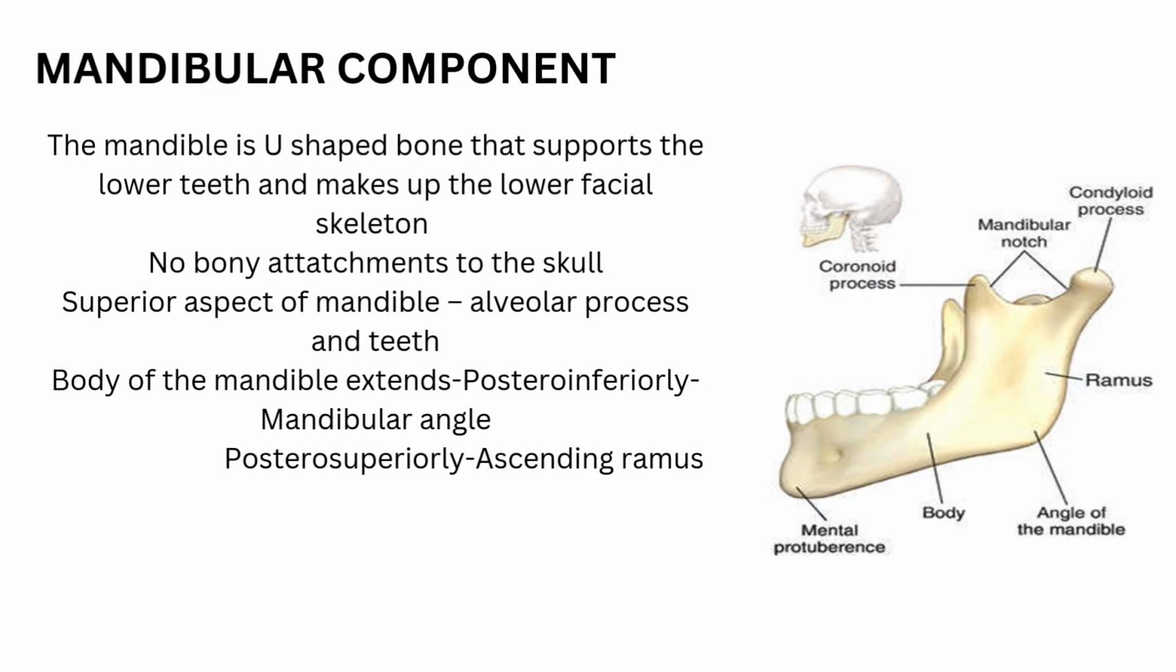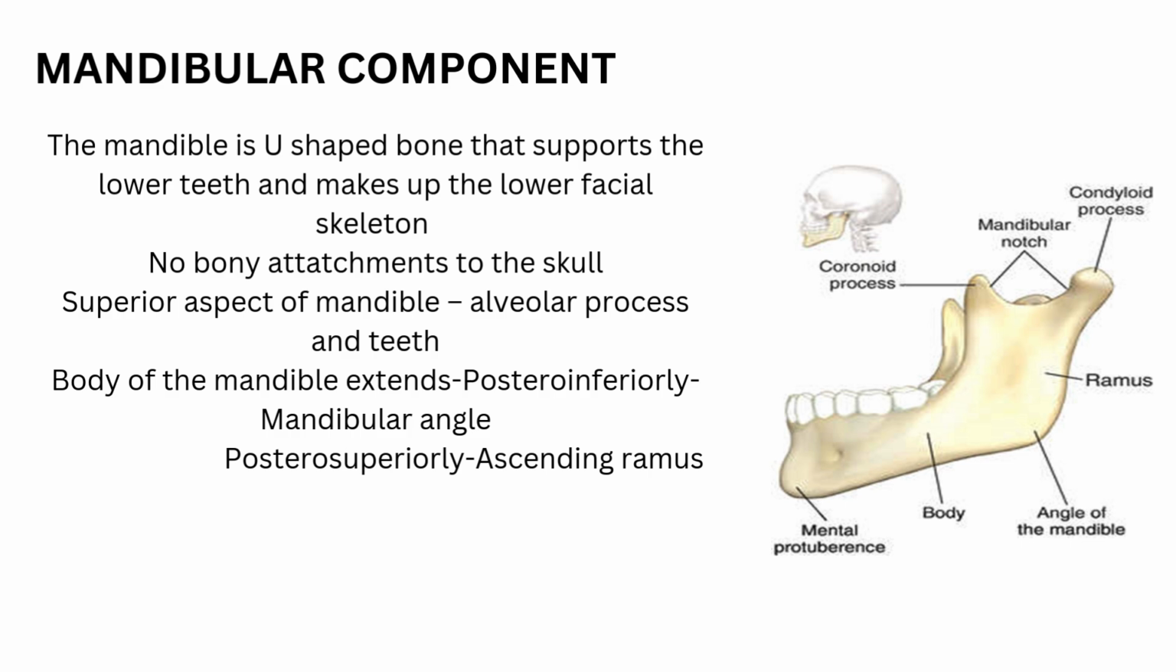We have spoken about the cranial component. Let's move ahead and speak about the mandibular component. We all know the mandible is a U-shaped bone which contains the lower teeth. Correct? We all know that it is not directly attached to the skull, but it's attached through the TM joint. And it forms the lower facial skeleton. The superior aspect of the mandible consists of the alveolar process and teeth. The body of the mandible is formed by the ascending ramus and mandibular angle.